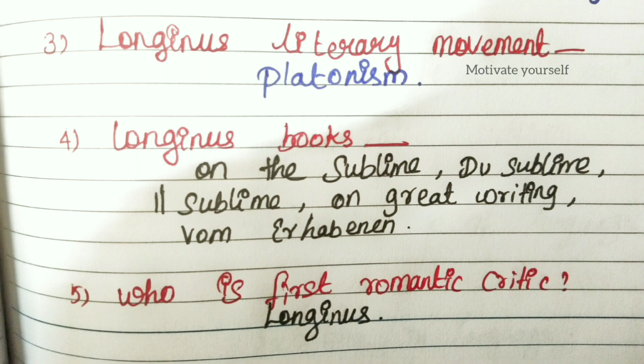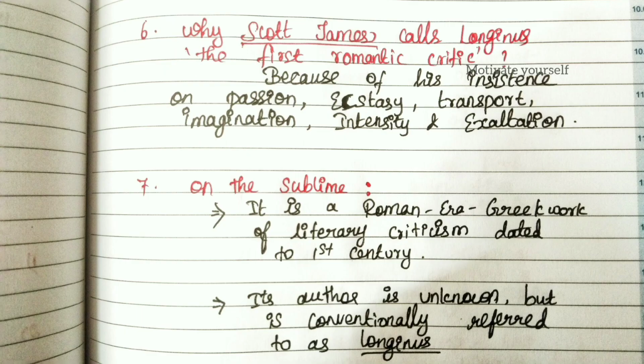Fifth question. Who is the first romantic critic? Longinus. Sixth question. Why did Scott James call Longinus the first romantic critic? Because of his insistence on passion, ecstasy, transport, imagination, intensity, and exaltation.